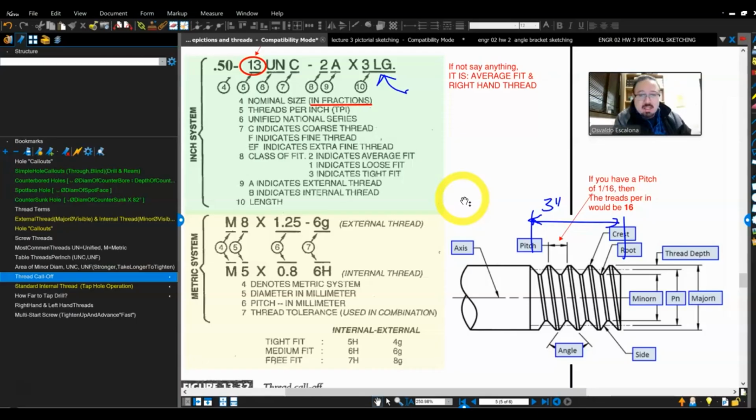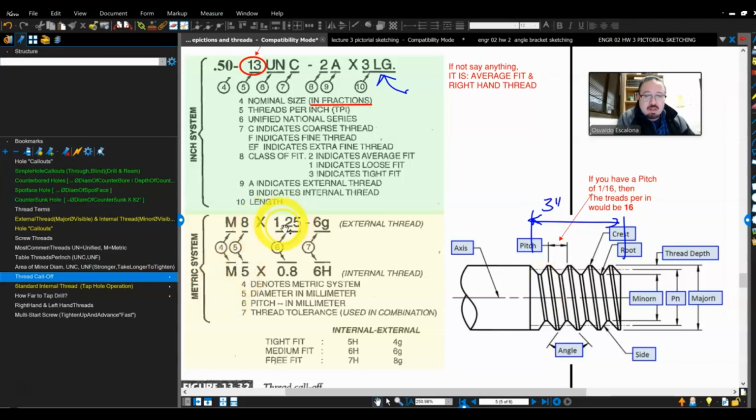The M indicates that you have a metric series. Then the next number is the diameter in millimeters, the major diameter. For example, if I tell you that you have an M8, that means you have a diameter that is 8 millimeters. Or you can have 5 millimeters.